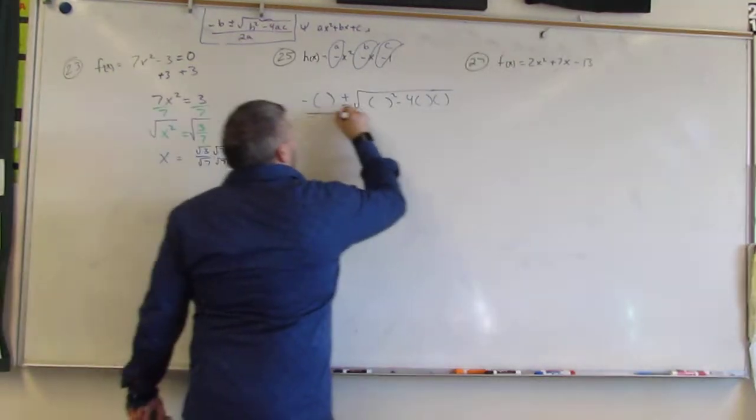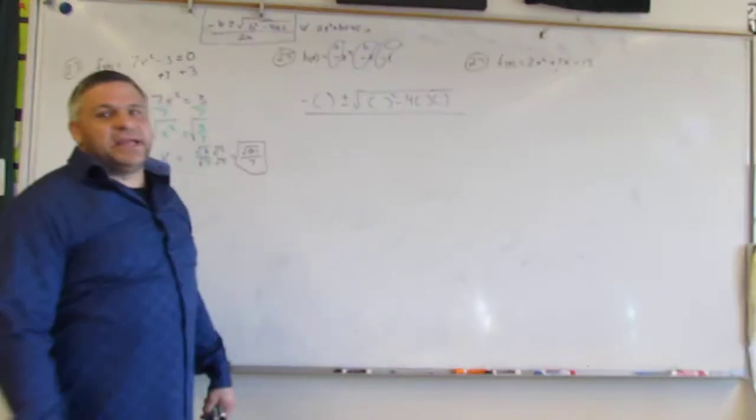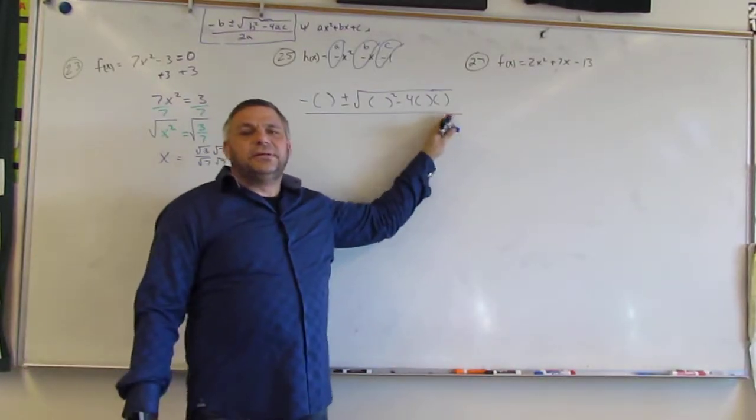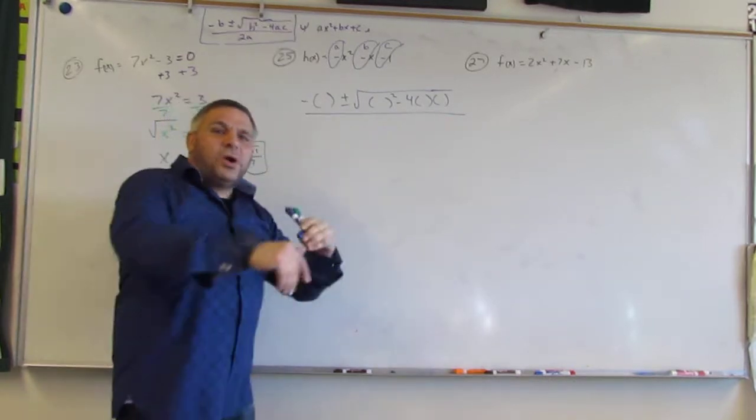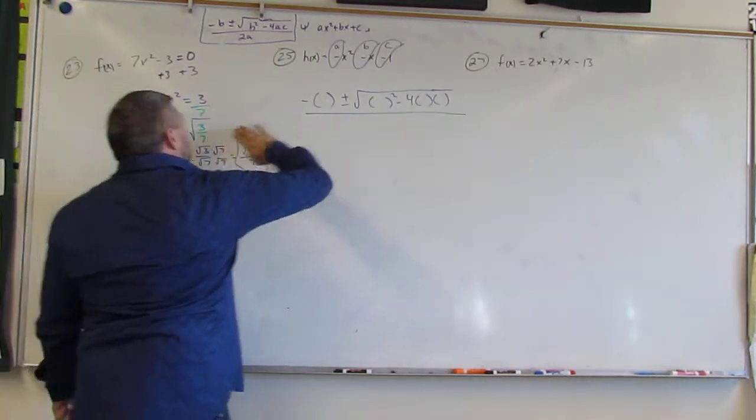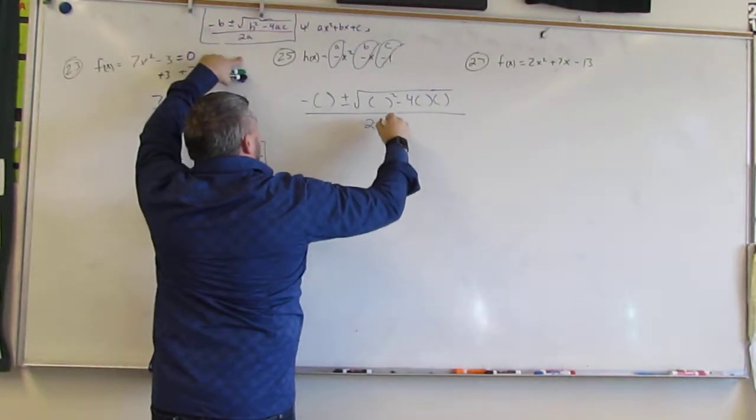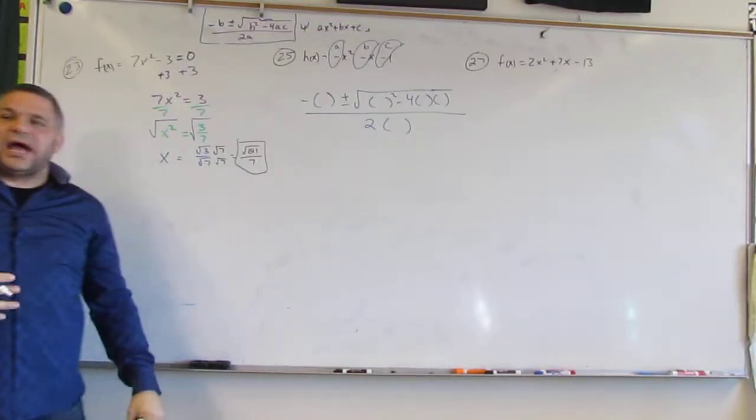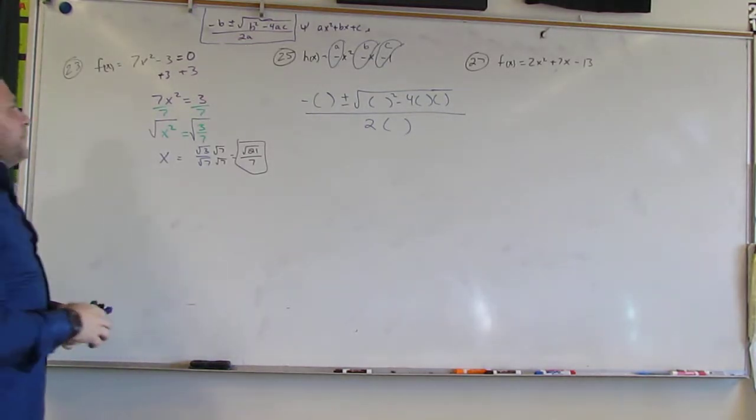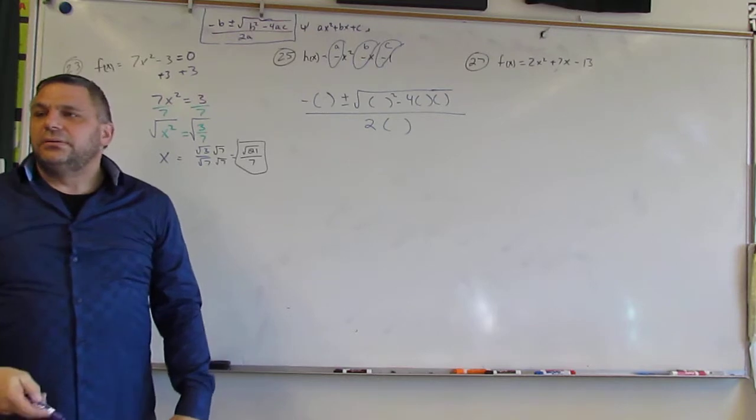All over. All of it over. This is another big mistake. A lot of students just go underneath this, and then they get confused where this goes. No. All over. All of it. Over 2A. Notice I only have a couple of letters or numbers written here. Now I'm going to start plugging in.